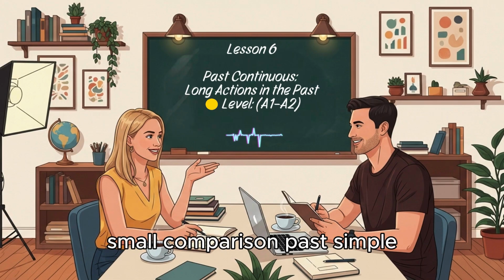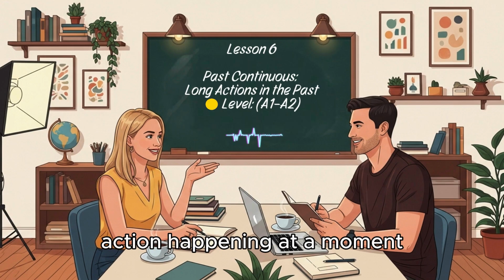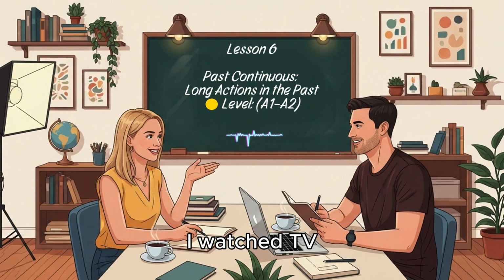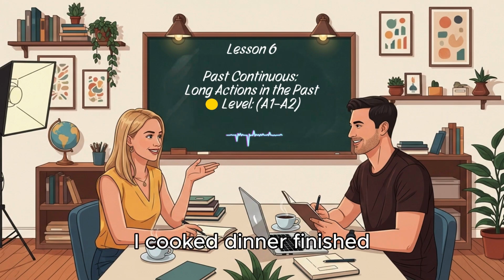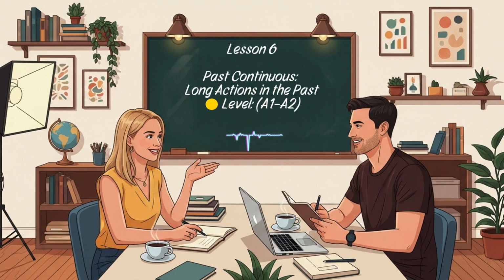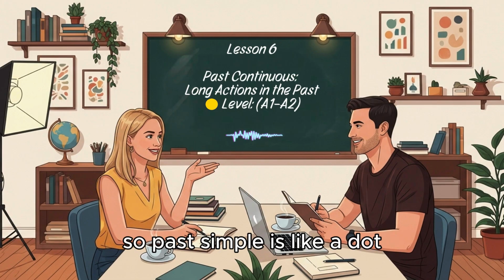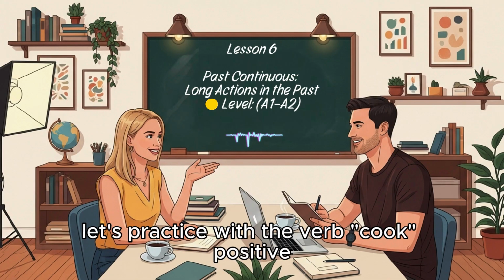Small comparison. Past simple, finished action. Past continuous, action happening at a moment. I watched TV, finished action. I was watching TV, action happening at a moment. I cooked dinner, finished. I was cooking dinner at 6, action happening at a moment. So past simple is like a dot. Past continuous is like a long line.